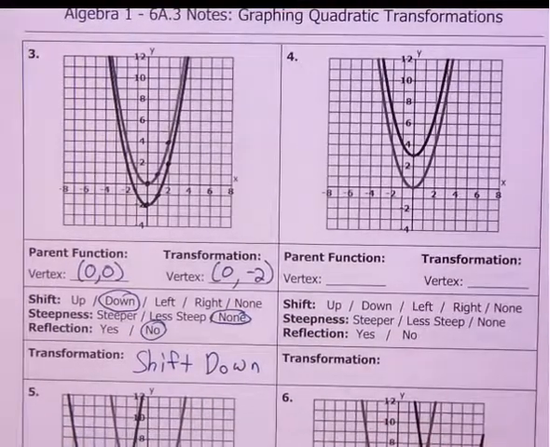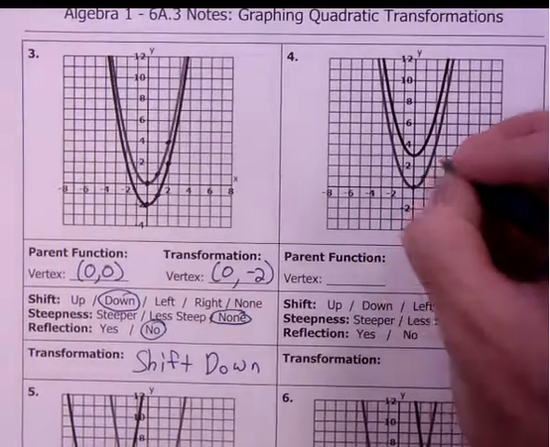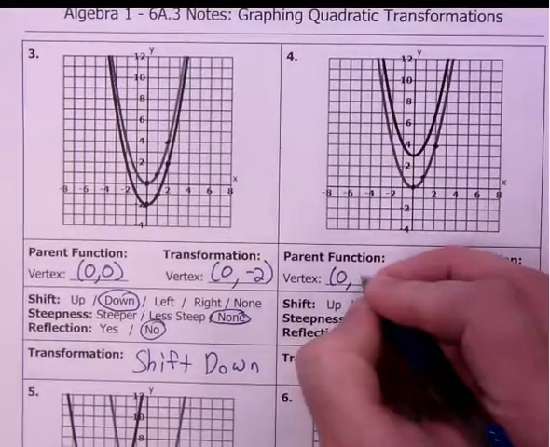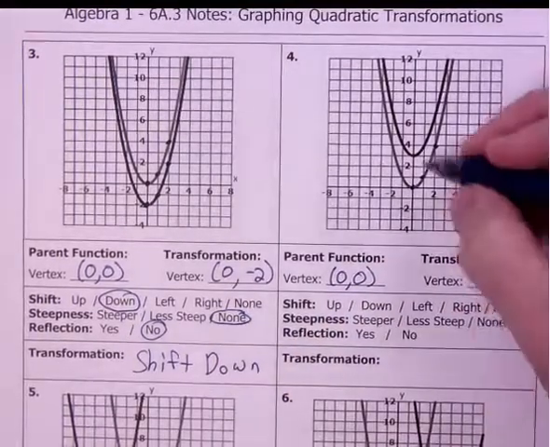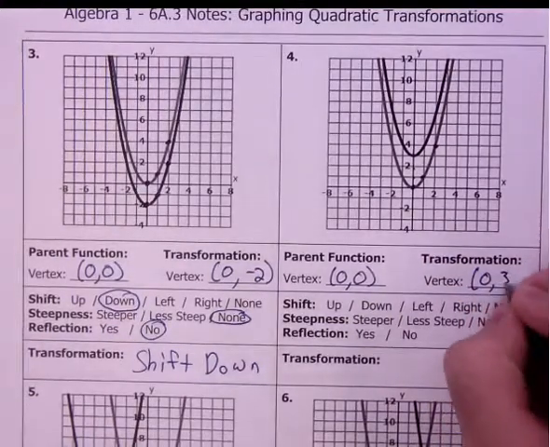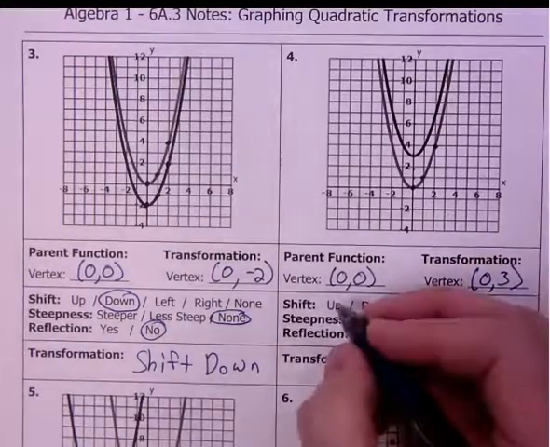Alright, if you observe the next one, you're going to say, oh, that's easy. It's a shift up. So let's go through the details of it. The parent function is still this one, 0, 0, 1, 1, 2, 4. The vertex of the parent function is 0, 0. Our new vertex is 0, 3. When you observe it, you can tell that it shifted up.